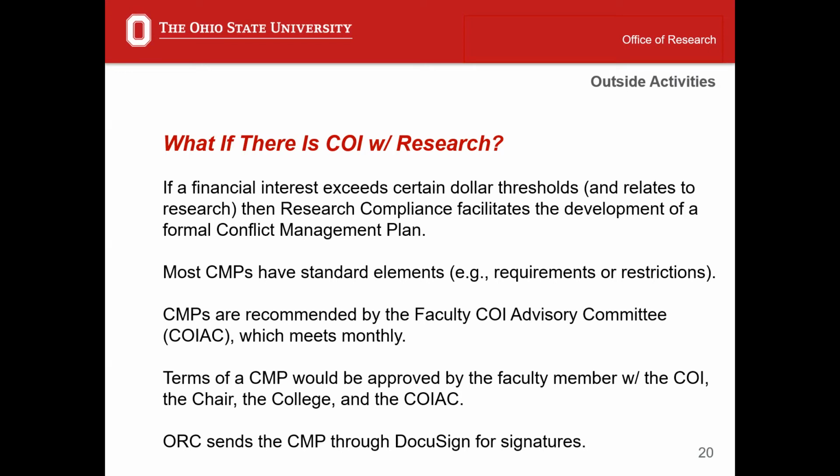And the terms of all management plans would be approved by the faculty member with the conflict, their chair, the college, whether that's associate dean for research, whoever the representative is for the college, and the CUI committee. And my office facilitates that through DocuSign.